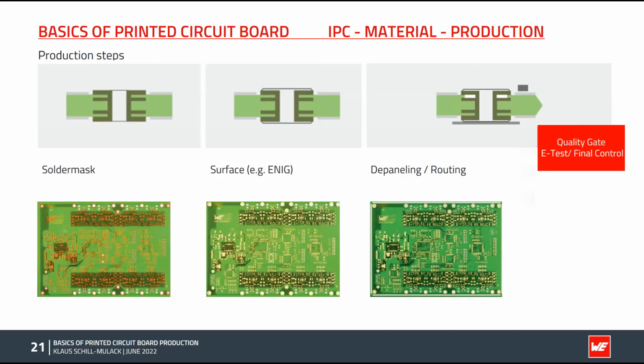For surface coating, the PCBs are first cleaned again and then the desired surface is applied. Typical surfaces are ENIG, chemical tin, hot air leveling or OSP. The last production step now, before cleaning, of course, and checking in consideration to the IPC 600, is the separation of the PCB from the production panel by milling or scoring. At last we will clean the PCBs and run through the last quality gates, which is E-test or the final optical control.